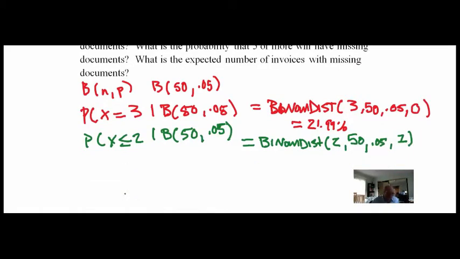So what's the next one? It's probably a 5 or more. So probability, let's change colors.